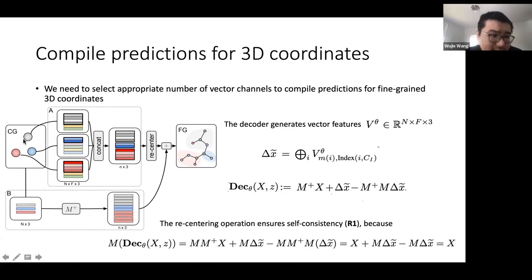To go into a bit more detail, for each coarse-grain feature, for example this gray node, which is responsible for 4 fine-grain nodes, you go in there and pick the first four vector channels to be used as your fine-grained coordinate prediction. And for this blue node, which is responsible for 2 fine-grained nodes, you pick the first two vector channels as your prediction for the fine-grained geometries. And the same for the red node. So that's the basic idea of this operation.